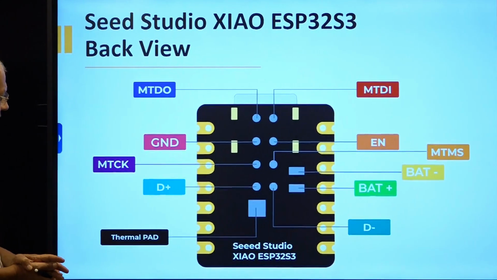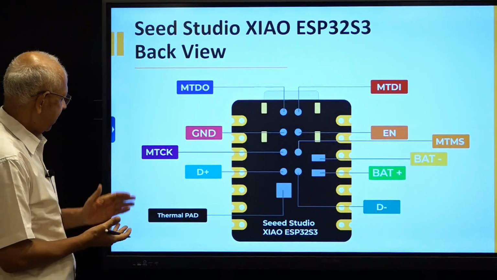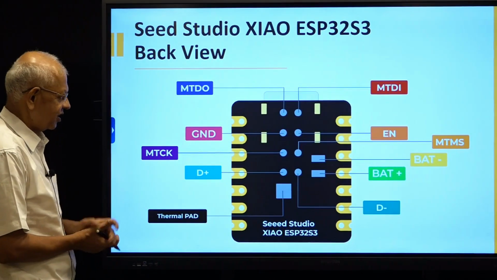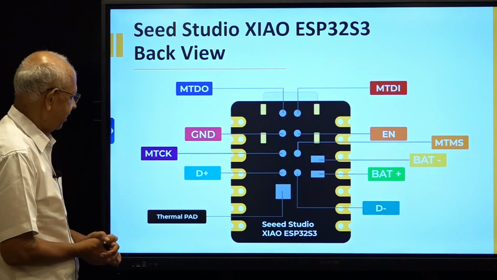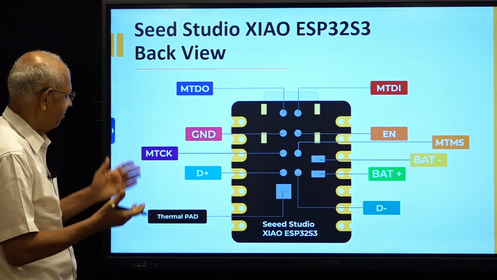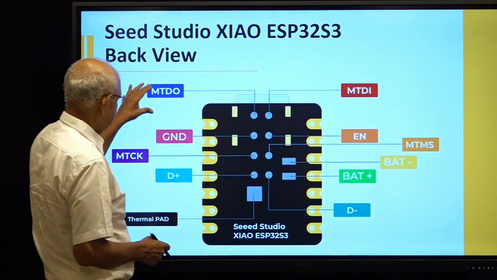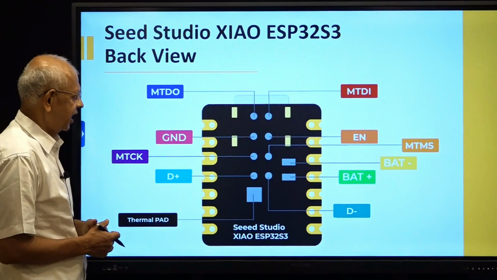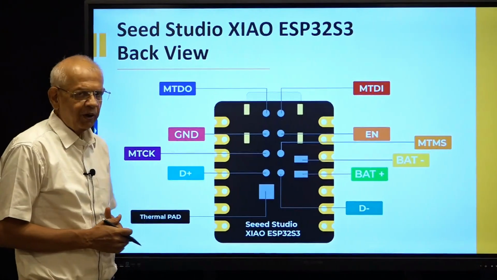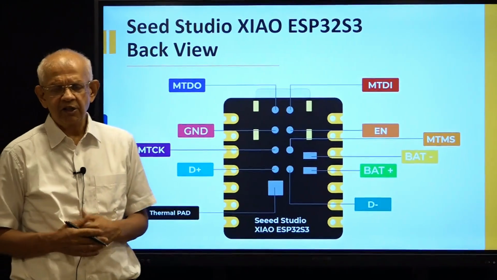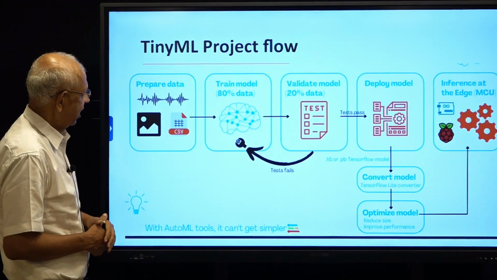This is the back side, I guess, the back view of the thing. It has the battery charger because you have to have it on the battery also, and then it has the enable pin. Some of these pins are used for debugging: the MTDO, MTDI, MTMS, the MTCK. These are used for debugging your program on this. They are called the JTAG pins, and so we can go ahead.